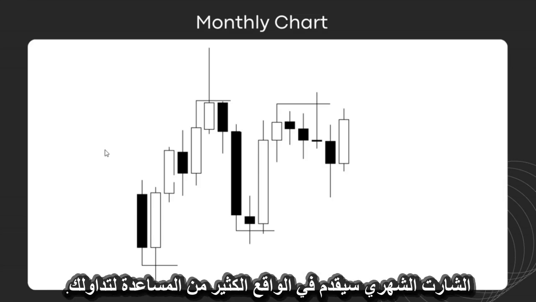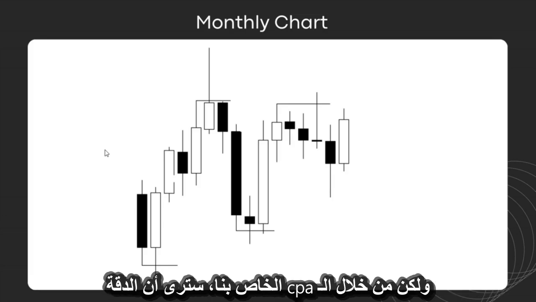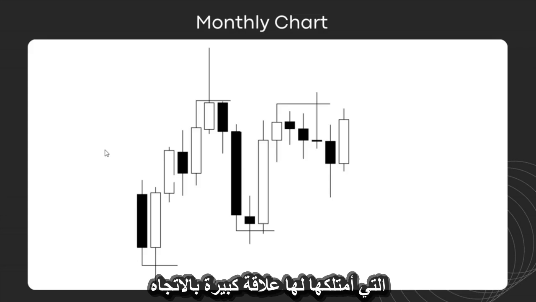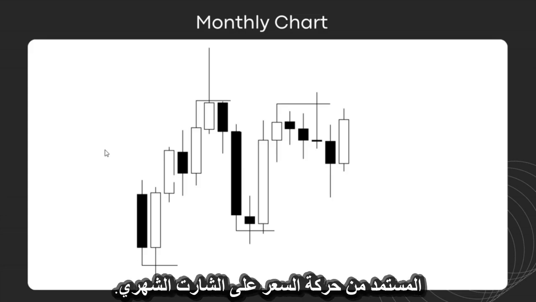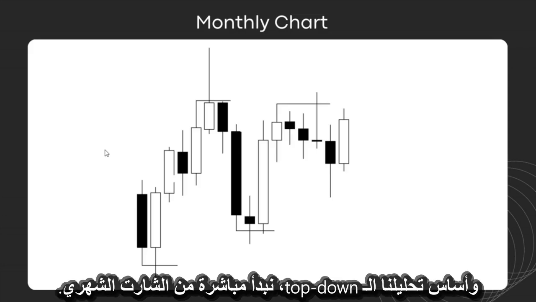Now, the monthly chart is actually going to assist a lot with your trading and your analysis, right? Obviously, the monthly chart moves extremely slowly, but through our CPA, you're going to see that the precision and accuracy that I have has had a lot to do with the direction that's derived from the price action on the monthly chart. The monthly chart is our basis for our trading and our top-down analysis.